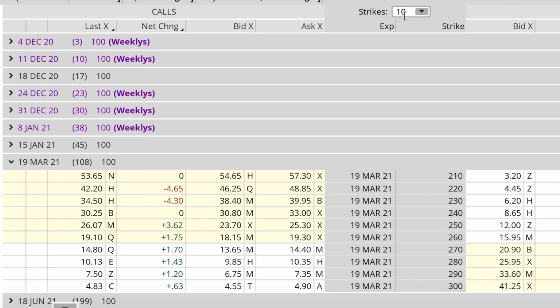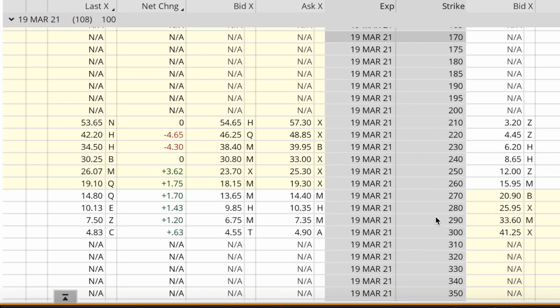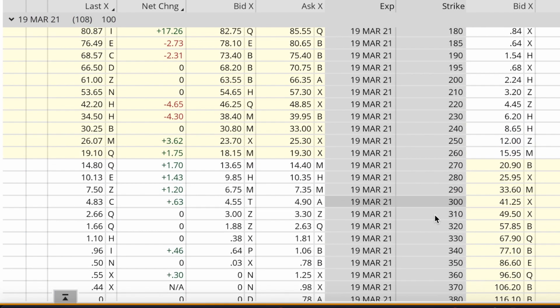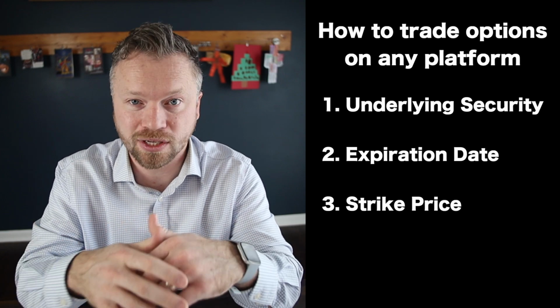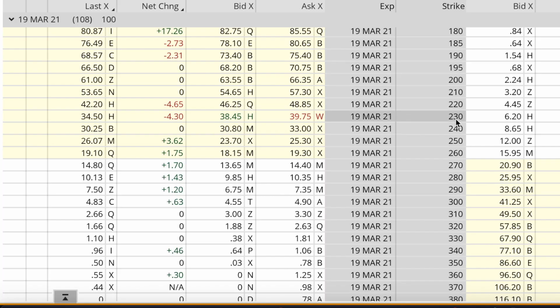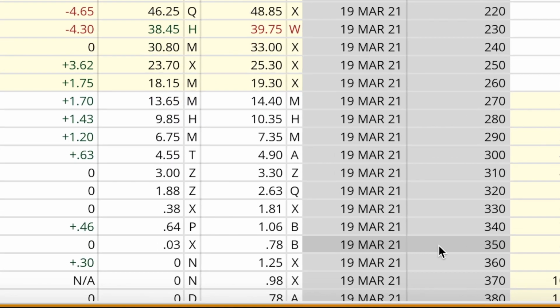Right now I have 10 strike prices showing. I can put whatever I want. Let's say I want to look at 30 strike prices. Then it shows me 30 of them. And then the next thing you want to choose is going to be the strike price. And as you go down, let's say I want to look at the $350 strike price.